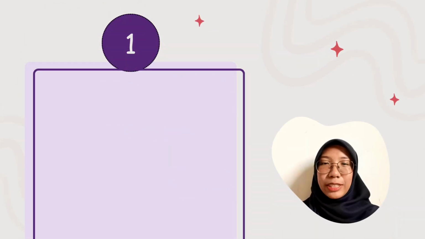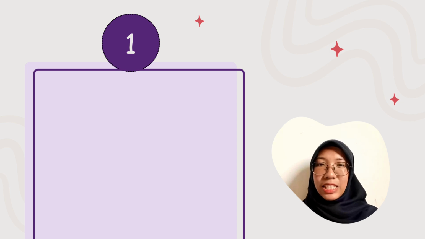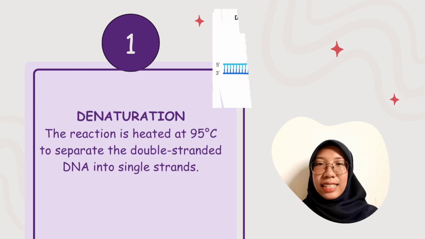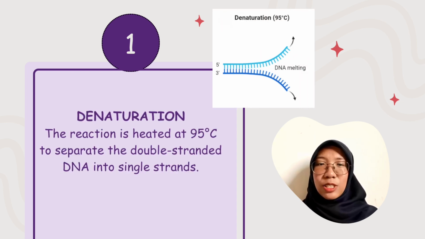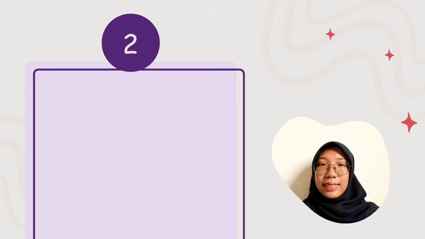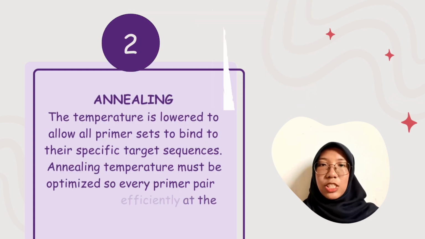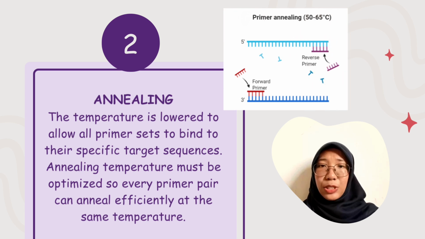Let's move on to how multiplex PCR works. First is denaturation. The reaction is heated at 95 degrees Celsius to separate double-stranded DNA into single strands. Next is annealing, where the temperature is lowered to allow all primer sets to bind to their specific target sequences.